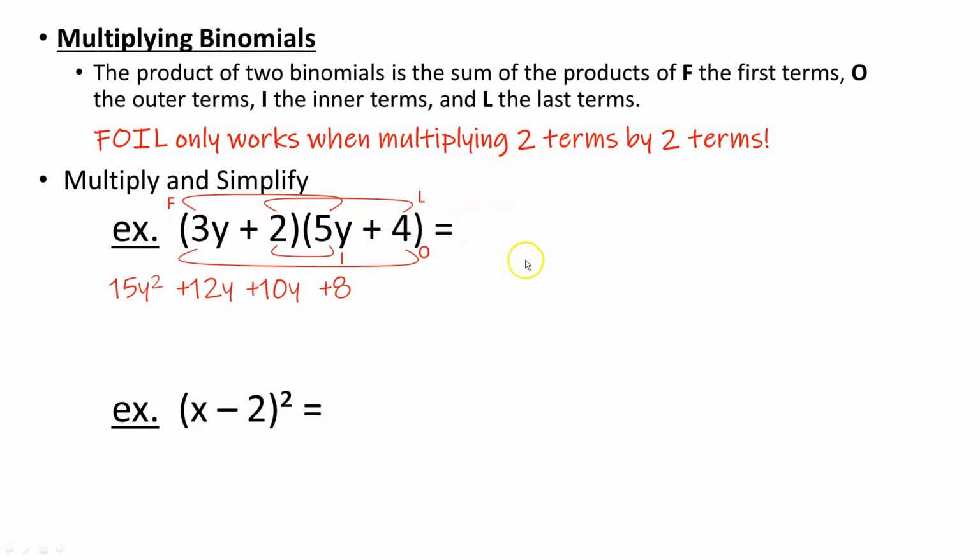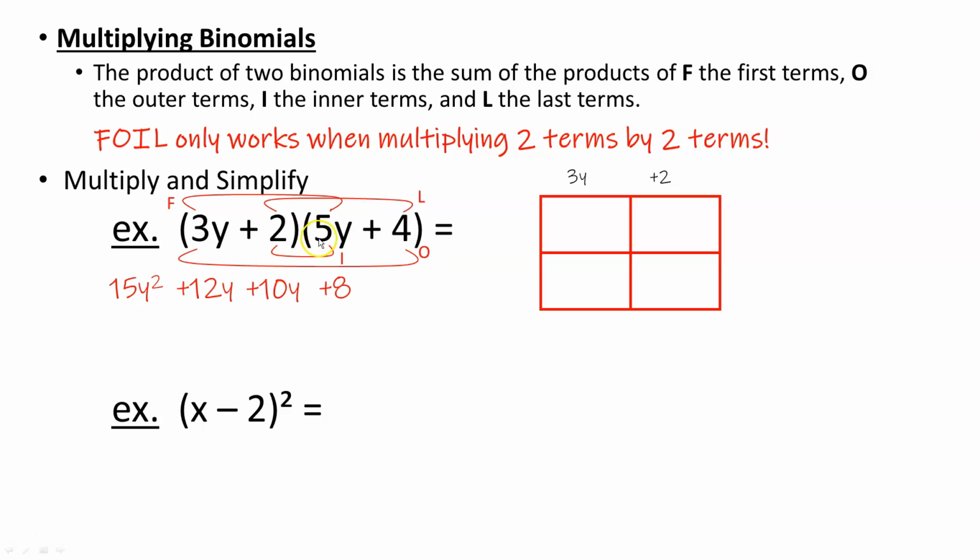So what I might suggest to you here is to do this method called the box method, where you make a box. And then you say, okay, I have a binomial, so 2 terms times another 2 terms. So I'm going to have 2 rows and 2 columns. And then you're going to put one polynomial on the top and the other polynomial on the side. And then each box fills in with the row times the column. And it can be done in any order.